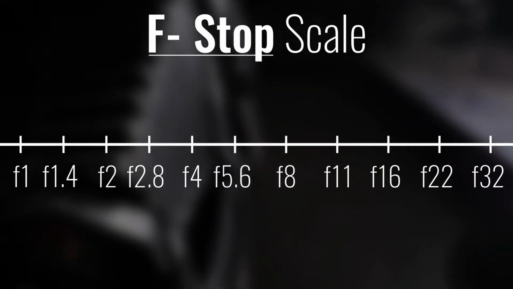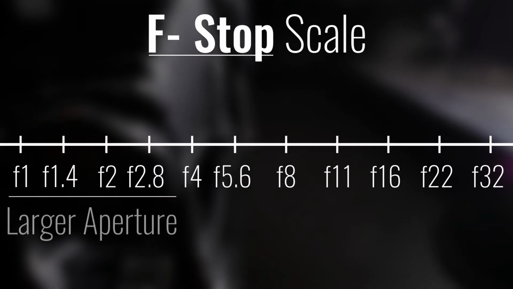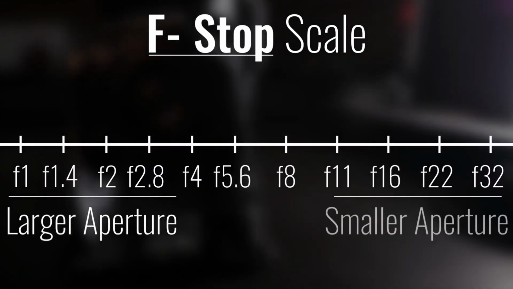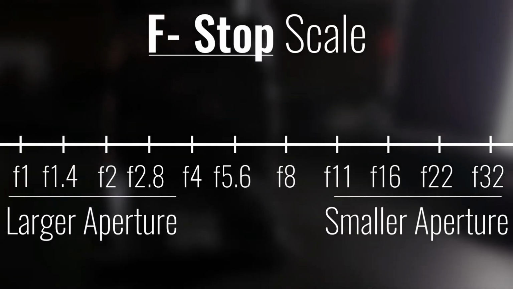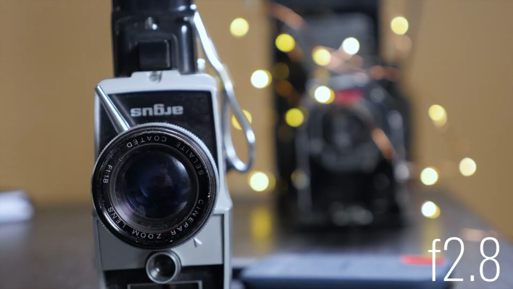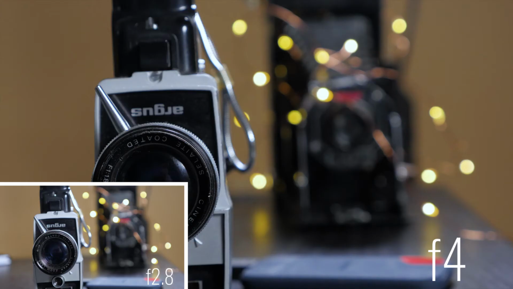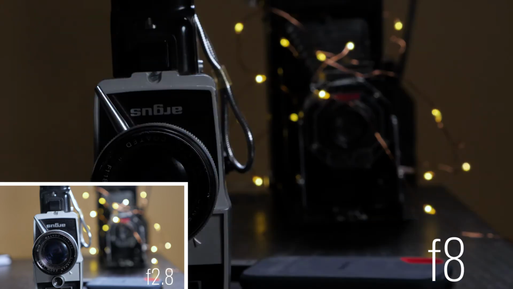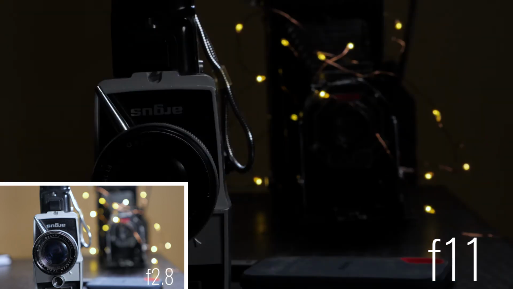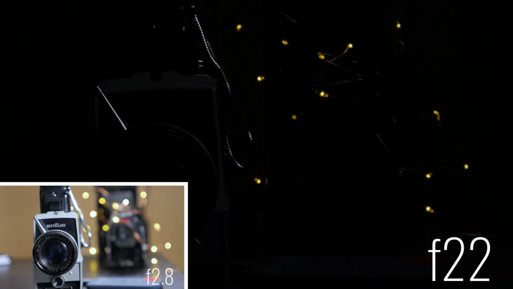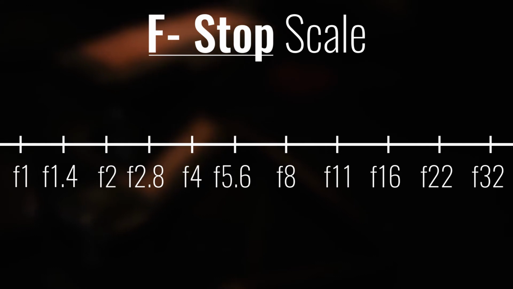The tricky part about f-stops is that the smaller the number on the f-stop scale, the larger the aperture, and the larger the number on the scale, the smaller the aperture. This means that an f-stop with a low number is brighter than an f-stop with a high number. So to get a brighter image, you would have to go down the scale.